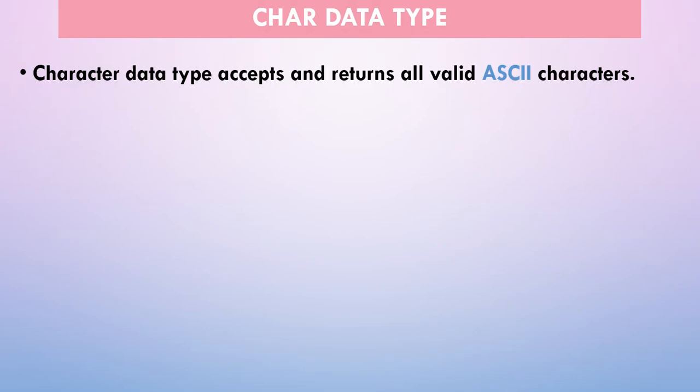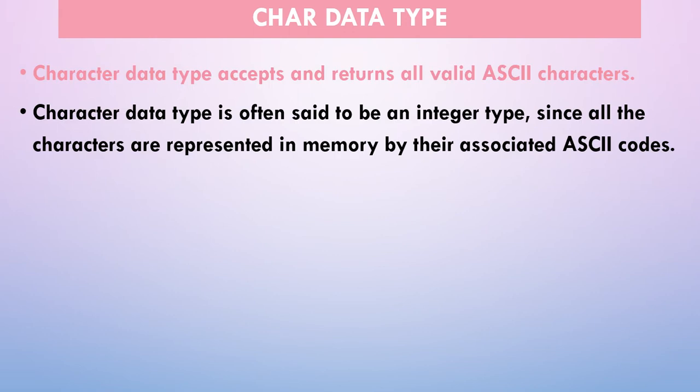Then the next one is the char data type. The char data type accepts and returns all valid ASCII characters. You know about ASCII, no? What do you mean by ASCII? American Standard Code for Information Interchange. For each and every character we have an ASCII value, and ASCII values are represented as integer values only. For capital A we have 65, and for capital B we have 66, like that. So we have a number for each and every character. That is the ASCII value here.